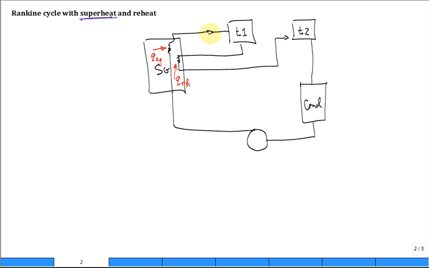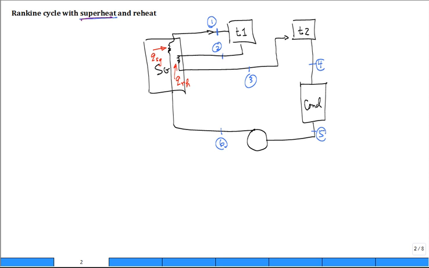We have states. Let's go ahead and label state 1. That's traditional. State 1 is the inlet to the first turbine. State 2 is after the first turbine and before you reheat. State 3 is after you reheat. Oops, I already have state 3 there. Then state 4, then state 5, and then state 6.